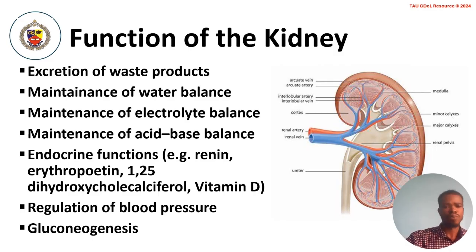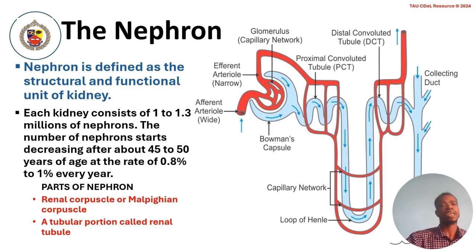Now we have regulation of blood pressure. The kidney also helps to maintain and regulate blood pressure through the renin-angiotensin system, and also the regulation of electrolytes in the body. Then we have gluconeogenesis, which is the production of glucose. So those are the functions of the kidney which you need to know. As I said earlier, this is just an introduction.